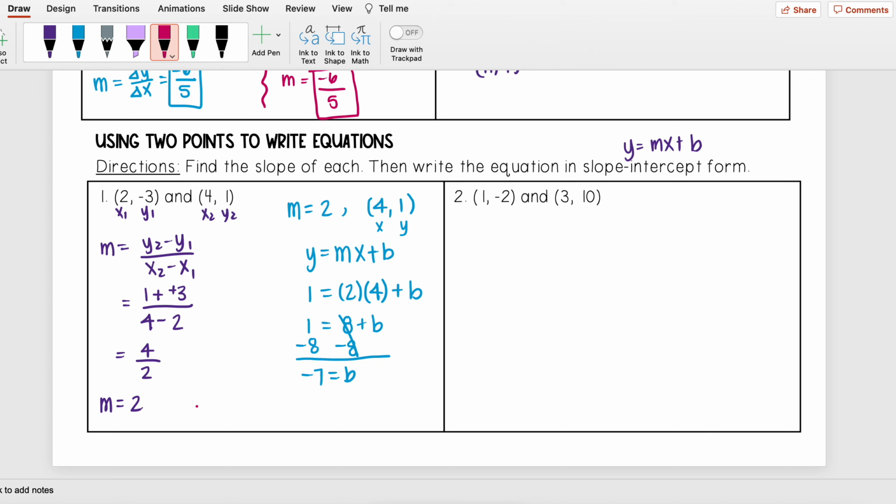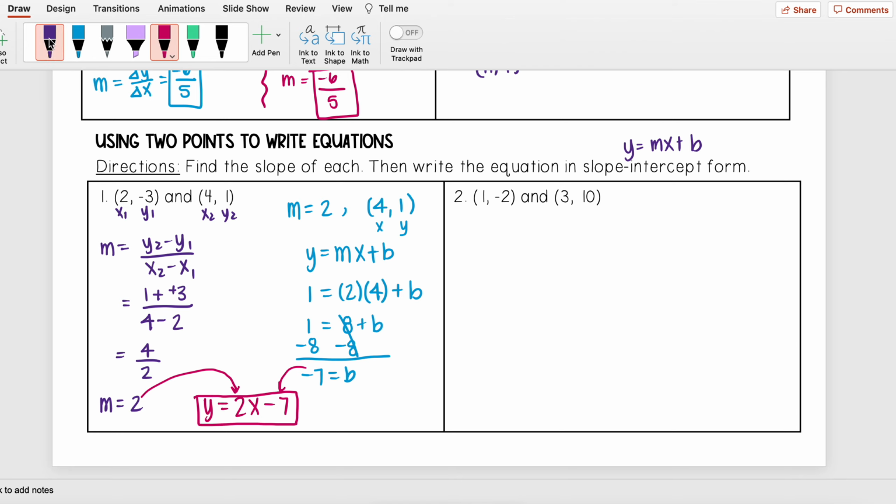So I have my m, I have my b, and now I can plug those in to my slope-intercept form, and I get y equals 2x minus 7. My b went here, and my m went there.